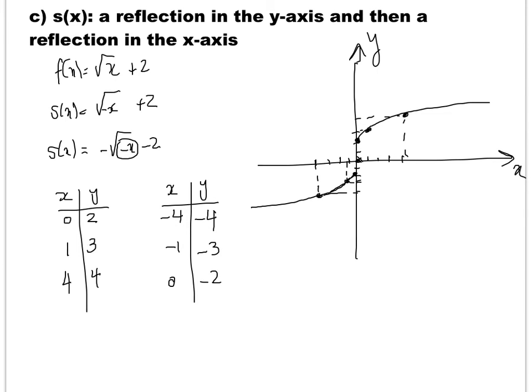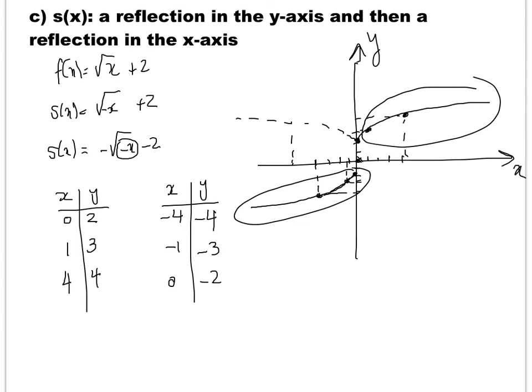Remember, if I have this original graph and I reflect it on the y-axis, I get something like this one. If I reflect this one about the x-axis, I'm going to get this guy. Now, there are points on the original graph that, when you do reflection on the x and on the y, do not change under any transformation. These points are called invariant.